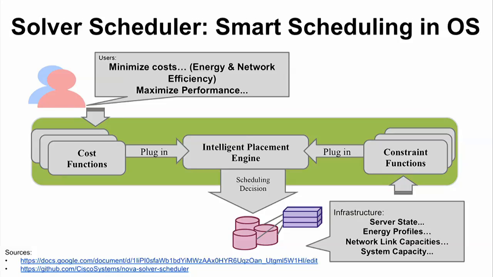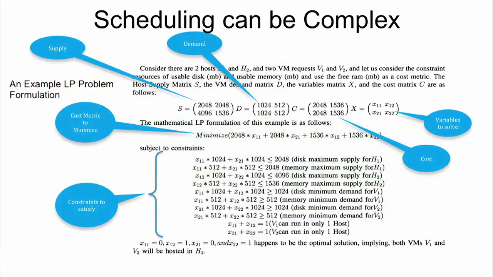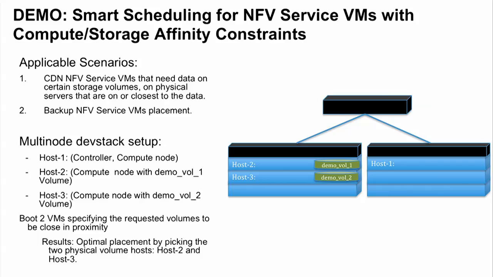To give you an idea, what we're trying to do is to maximize performance or minimize all the costs. If you define this as a mathematical problem, using all these various costs that you want to minimize and various constraints that come from network, compute, storage, and energy, we want to ultimately use this smart engine to come up with a scheduling decision for optimal placement of resources. We can use the various energy profiles, server states, network link capacities, and system capacities, all of which feed into this computation. So this is our brief idea, and it is very complex. This is an example of how a really smart mathematical problem looks. I don't want to bore you and get into the details of this, but just to give you an idea, this is what we're trying to say about smart placement. In the next 2 minutes, I'm going to show you a quick demo.